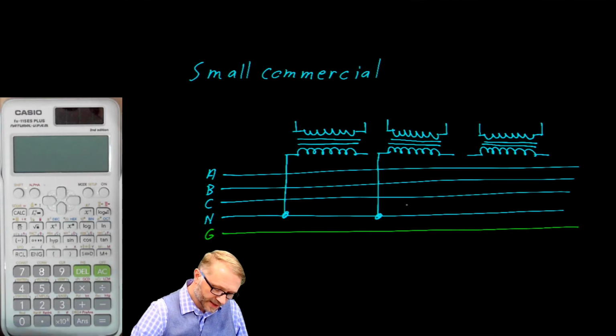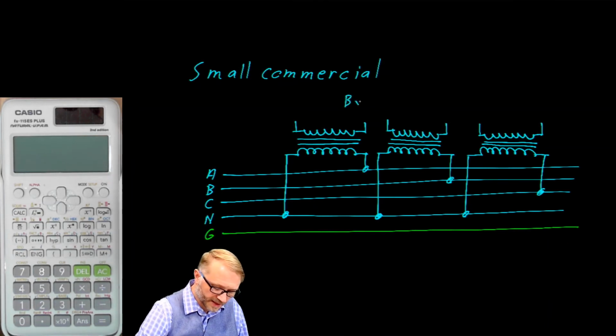So here we're connecting each transformer to the neutral, and then we connect this one to A, this one to B, and this one to C. The connections on the primary are made by the utility company. For this example, we'll let this be a 208 system.